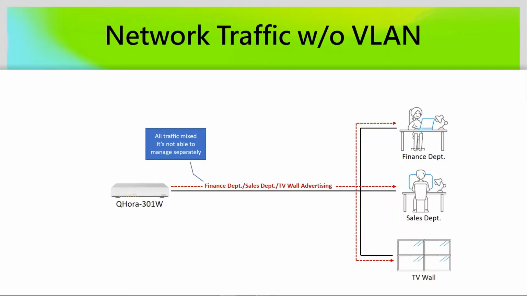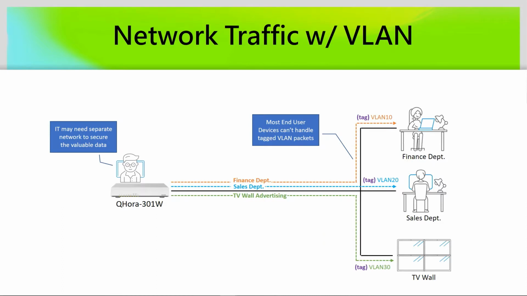For a simple network design, we usually put all clients in the same network. This kind of design usually just uses the router with the default configuration. However, since the traffic between different departments is mixed, there is no way to manage the traffic flow, like applying a firewall rule to block access from TV wall devices to the financial department.